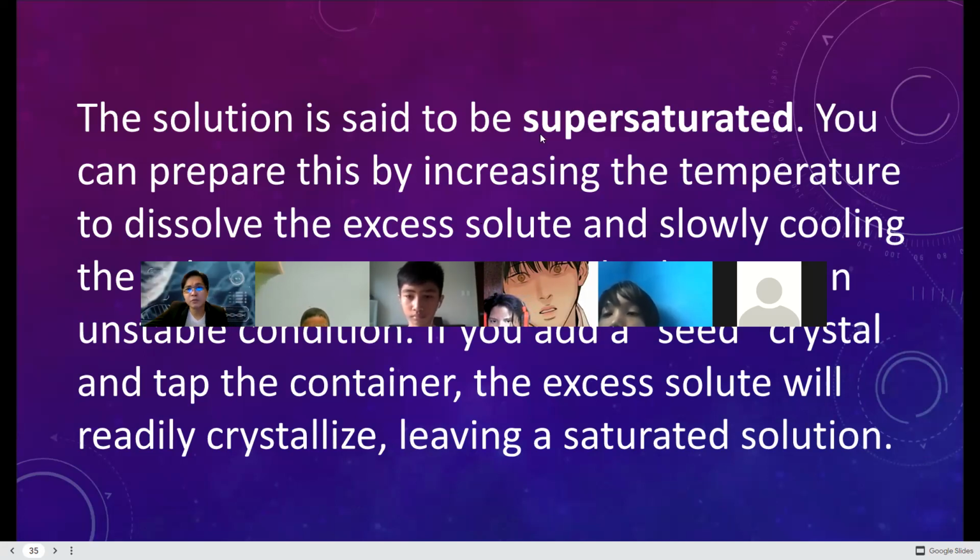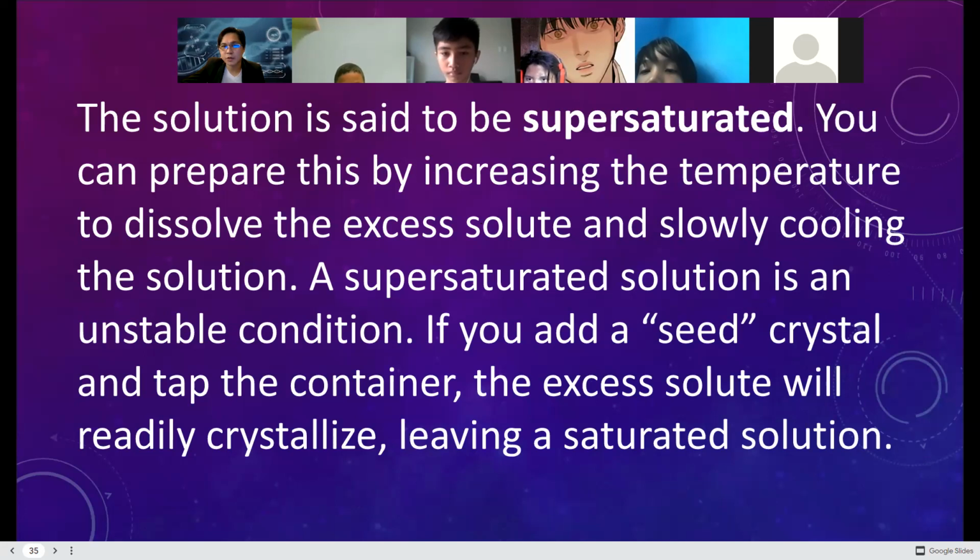We were supposed to be doing an experiment with regards to this, but this is online. You can only do that face to face, and I will not require you to do that at home also because it's dangerous, right?